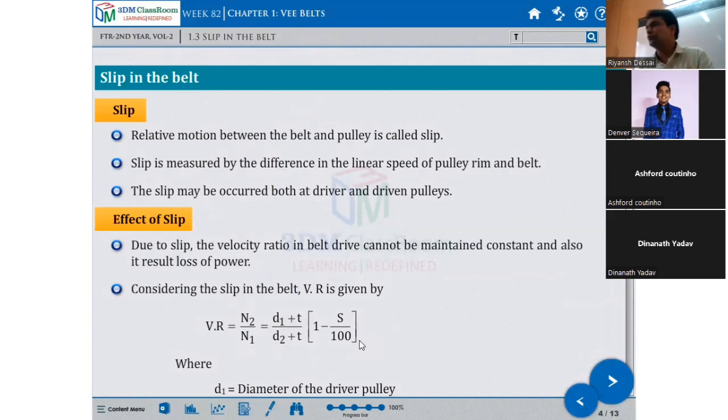It is a little bit of calculation part. There is no big calculation, small calculation you can remember. Now, slip. So what is slip?